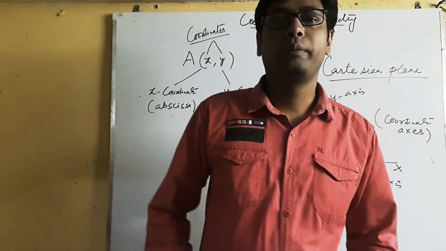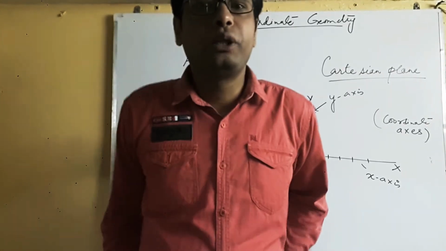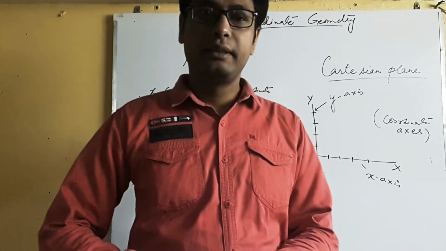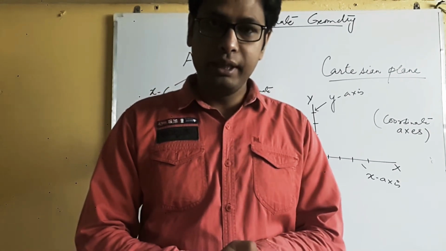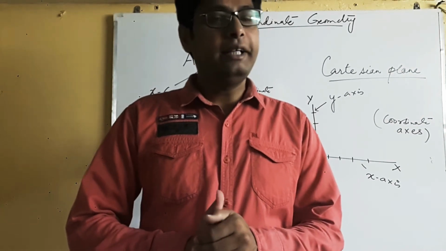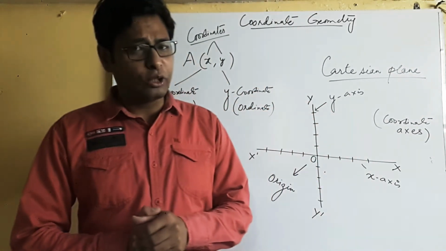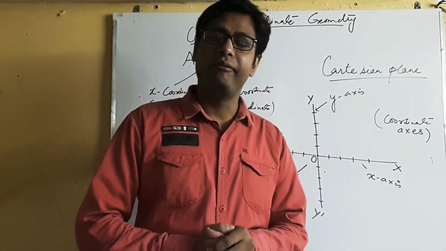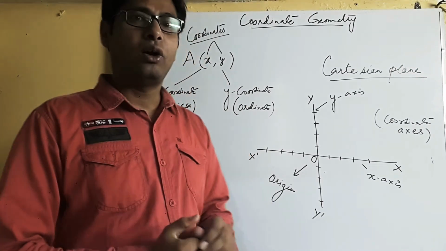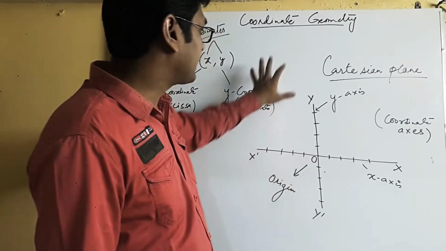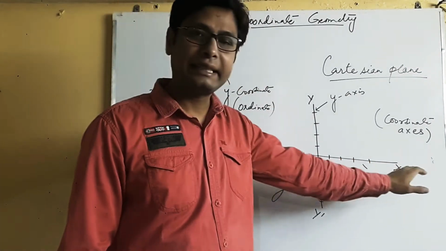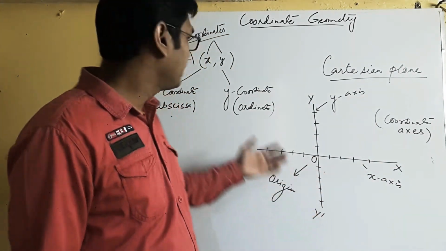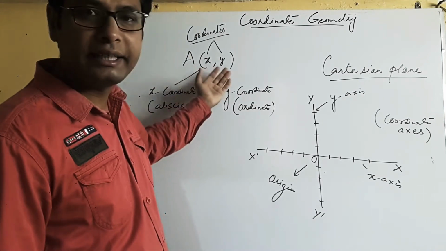Hello students, today we are going to start the chapter coordinate geometry in class ninth. The chapter number is chapter number 3. Coordinate geometry is not a new chapter for you all. You had studied in class 8 everything about this chapter, all the things like this is the Cartesian plane, this is the x-axis, this is the y-axis, and they both are perpendicular to each other. Okay, the point, coordinates, and all.